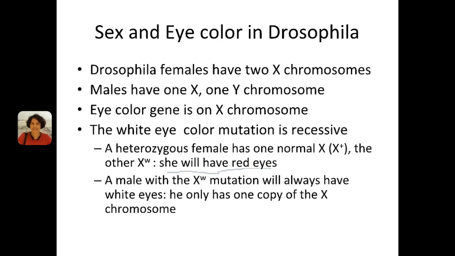A male, however, only has 1 copy of the X chromosome. So if he happens to get the XW X chromosome, the X chromosome that carries the mutation that makes the eyes white, he's going to have white eyes. He doesn't have any other chromosome or any other allele that compensates. So he will have the white eyes, and he will express that recessive mutation.